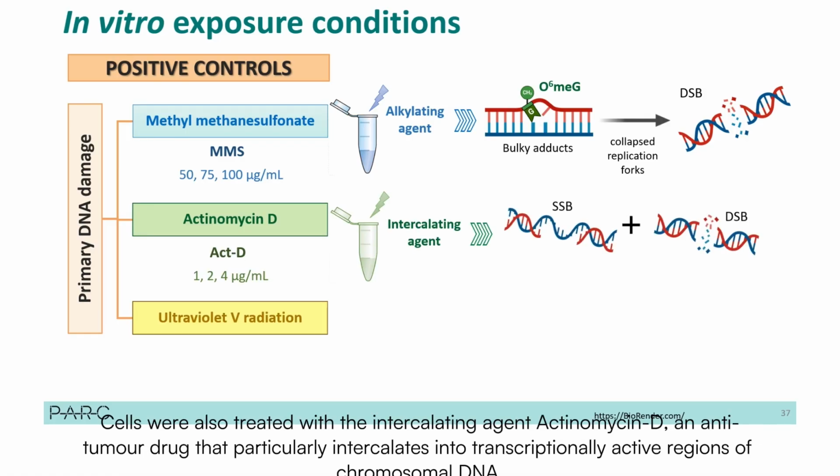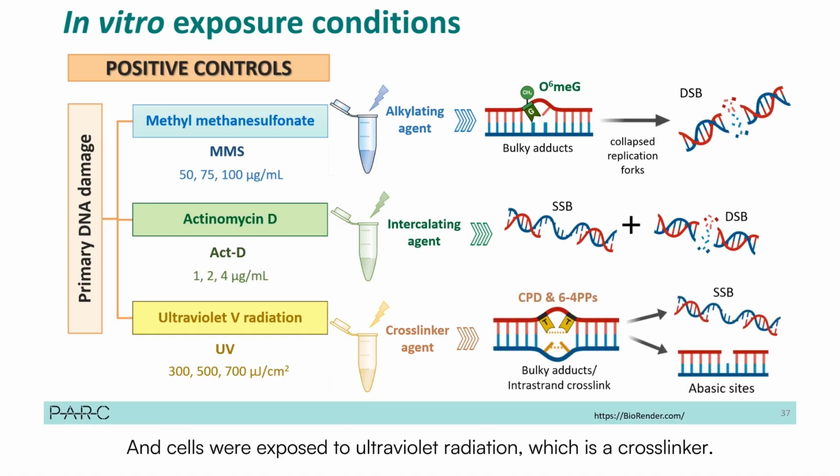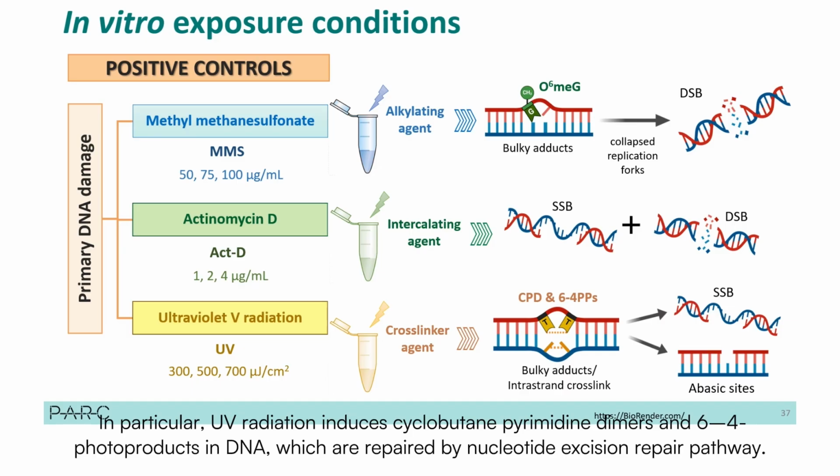Cells were also treated with the intercalating agent actinomycin D, an antitumor drug that particularly intercalates into transcriptionally active regions of chromosomal DNA and thereby avoids RNA synthesis, leading to formation of DNA single and double-strand breaks. And cells were exposed to ultraviolet radiation, which is a cross-linker. In particular, UV radiation induces cyclobutane pyrimidine dimers and 6,4 photoproducts in DNA, which are repaired by the nucleotide excision repair pathway.